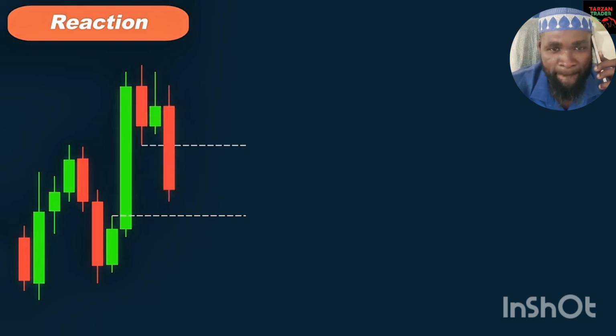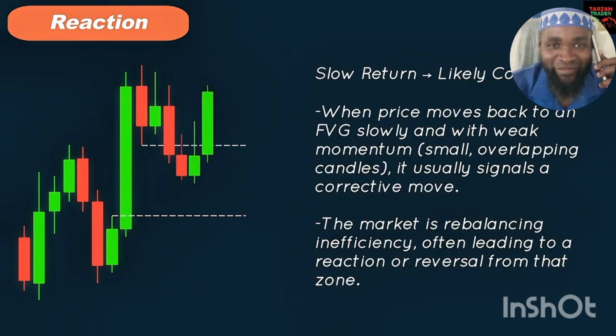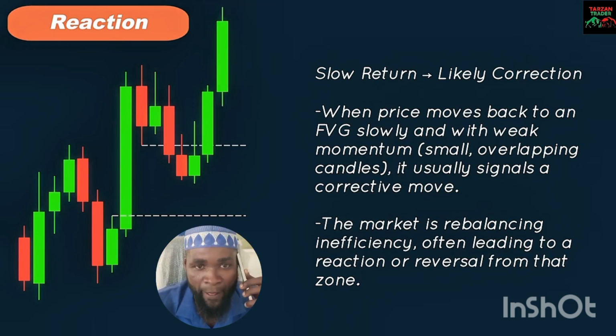When price returns to a fair value gap, the speed and structure of that return tell you a lot about what's likely to happen next. If the move back into the gap is slow and controlled, with smaller candles, overlapping bodies, and reduced momentum, that usually means it's a corrective move. In other words, the market is simply retracing to rebalance that imbalance, and that's often where you'll see a clean reaction, or even a full reversal.